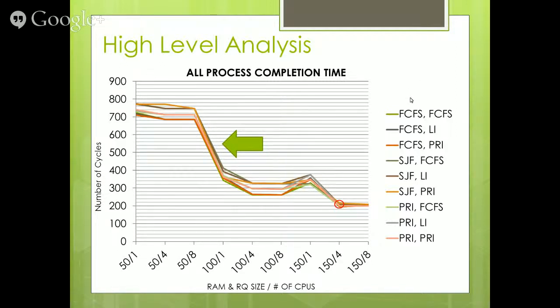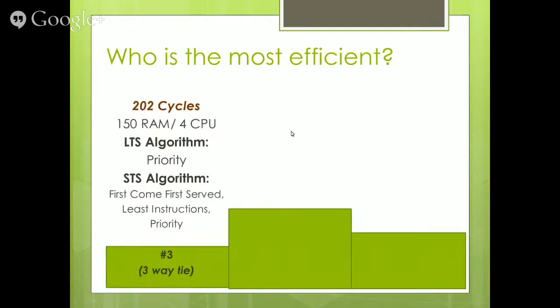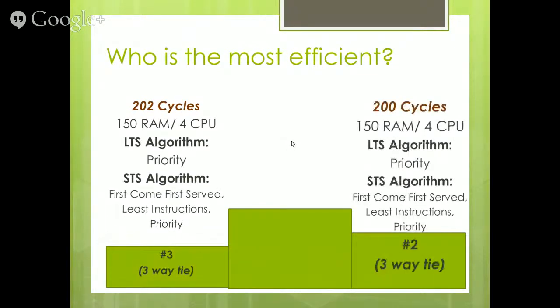Over here on the right-hand side is what the long-term scheduler and the short-term scheduler algorithms are being run for each of these data points. So kind of nifty. Looking at who's the most efficient, we're going to start with number 3, then number 2, and finally number 1.